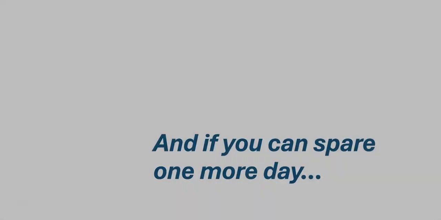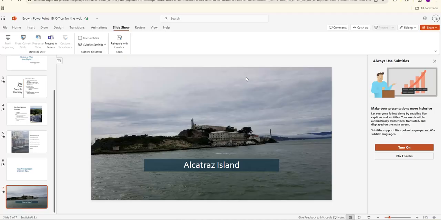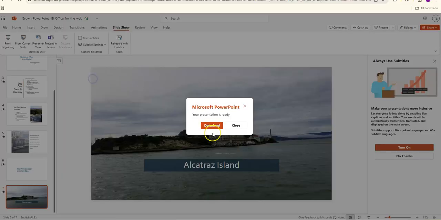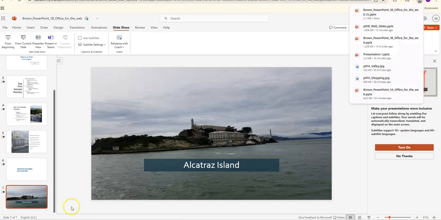And so you can either use your mouse button, you can use your space bar, or the right arrow on your keyboard. When you get to the end, you can also press Escape on your keyboard to bring you back to the main editing. So once you've done that, you can go ahead and create a copy, download a copy, and then upload it into MyLab.